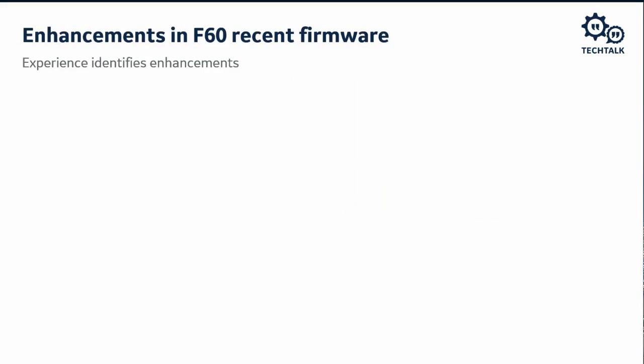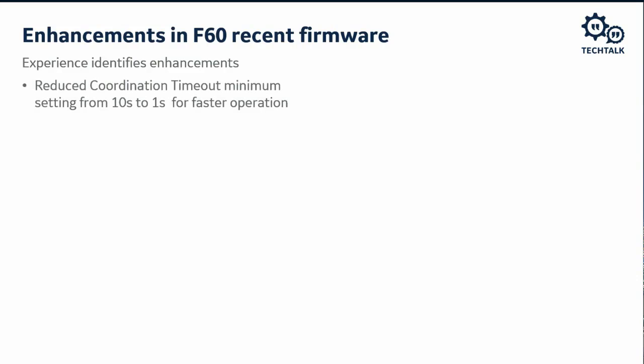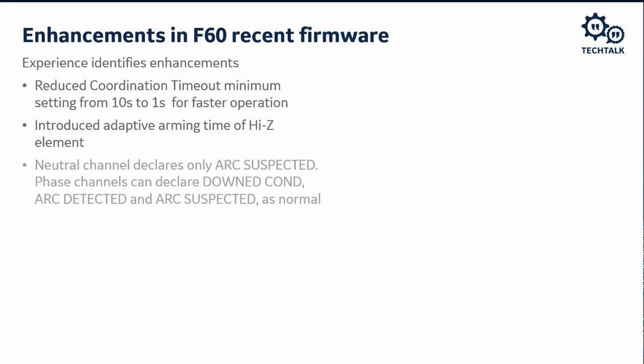Experience with the high impedance fault detection method has identified enhancements in the F60 HIF firmware in version 8.3 and later. These are reducing the coordination timeout minimum setting from 10 seconds to 1 second for faster operation, and this is good for wildfire prevention. We've introduced adaptive arming time for the high Z element. The element is disarmed automatically if arcing activity is not detected within 15 seconds. The neutral channel declares only arcing suspected. As per normal, the phase channels can declare down conductor, arcing detected, and arc suspected.